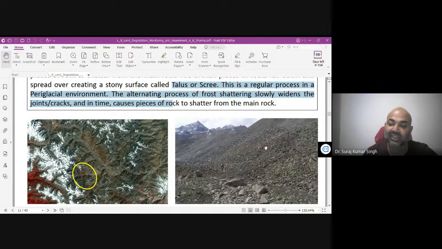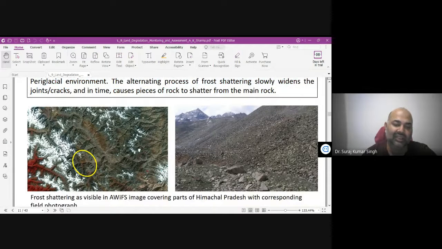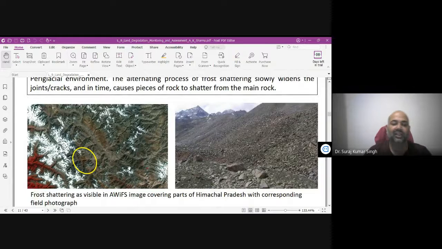So you'll find a hill of scattered plates with soil, broken. Such kind of things are known as talus, and it is more common in hilly terrain, especially in mountains like Lahaul Spiti, Himachal. If you're going there, you'll be seeing this frost shattering.